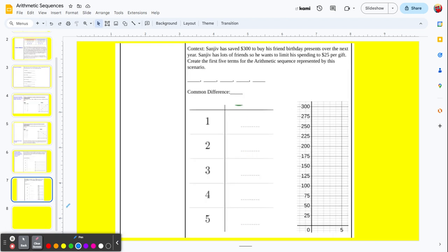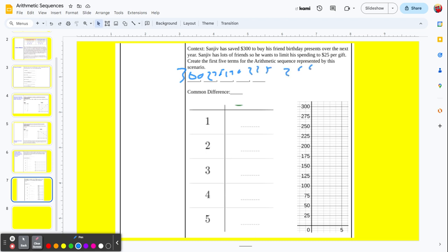All right, one more. Sanjeev has saved $300 to buy his friends' birthday presents over the next year. Sanjeev has lots of friends, so he wants to limit his spending to $25 per gift. Create the first 5 terms for the arithmetic sequence represented by this scenario. All right, so he has 300 bucks. And he buys somebody a gift, he's down to 275. He buys another gift, he's down to 250. He buys another gift, he's down to 225. He buys another gift, he's down to 200.